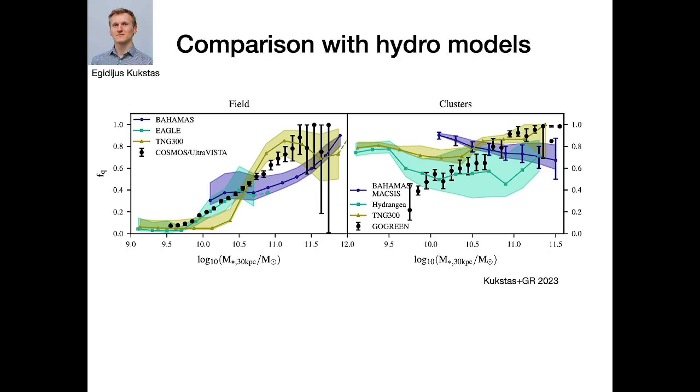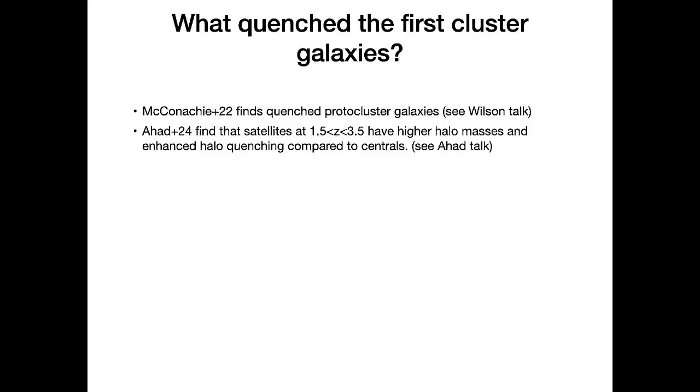So I don't know what this means. There were some thoughts about it in the paper, but we don't yet quite understand where this difference in the quenching slope comes from and what the models have to do to get that better. So one of the last questions is what quenched those first cluster galaxies? I'm not going to answer that question here. I'm just going to give two hints that we'll hear about in future talks.